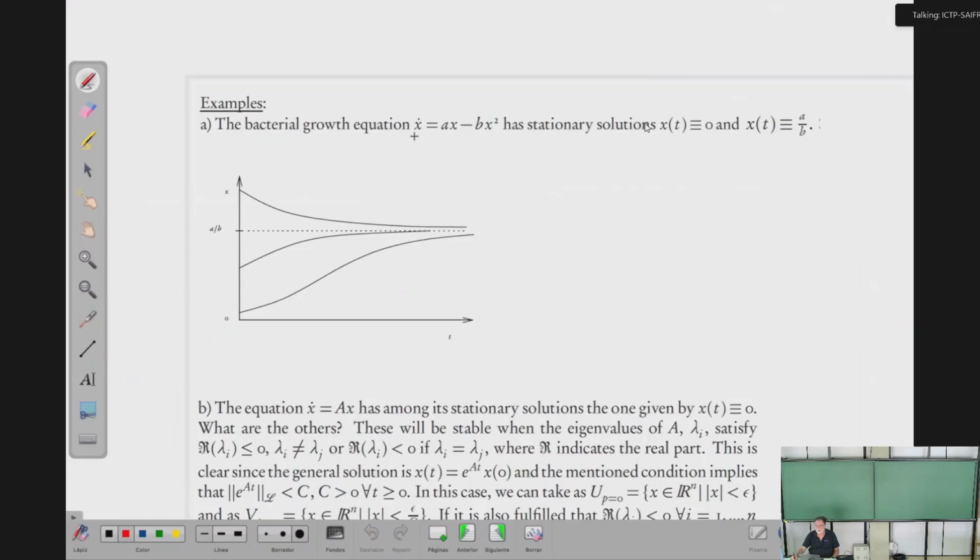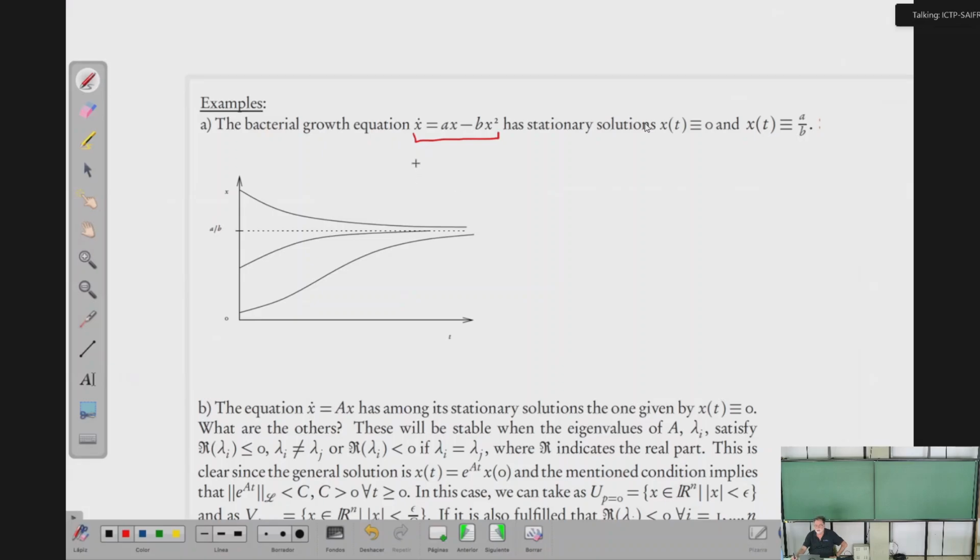The bacterial growth equation. A and B are positive. So you have this term here that says they reproduce, so there is a growth rate that is proportional to the number of bacteria, and then there is a negative term that balances it: when there are too many bacteria, they don't have anything to eat, or they compete a lot for the food, so you have a term that limits the growth.